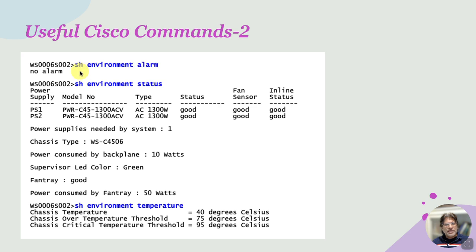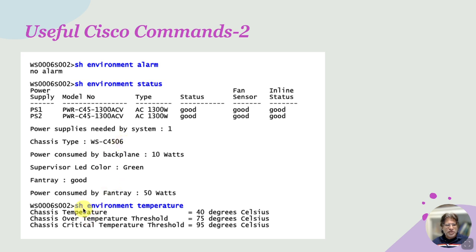So show environment alarm is an interesting one where you can see if there's any alarms on the switches. You can see show environment status, which will give you some information about the power supplies that you have on the switch and what the status is for the power supply, if the fan has any issues whatsoever, right? This is a 4506 switch, which is an older switch, but it's a very good switch and has been superseded by newer switches, but still a very good and powerful switch.